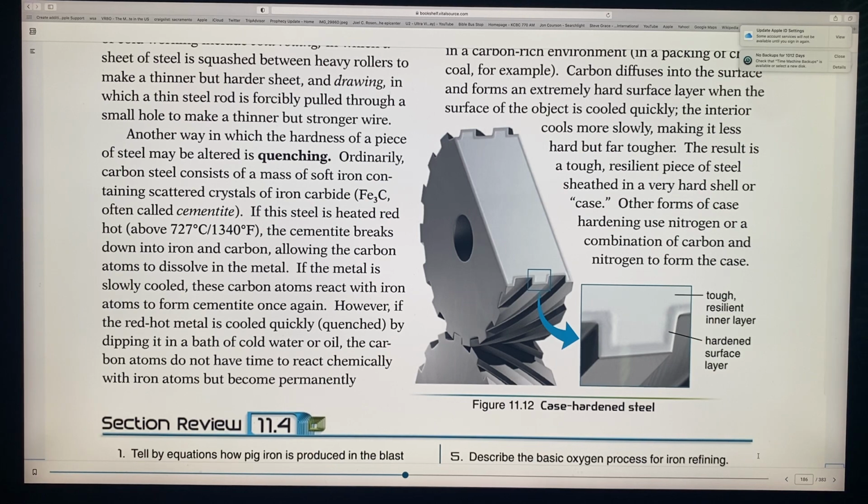So here's a picture of a case hardened steel. So this is basically how you have steel. What do you want to make the steel into? And so that's what it's doing. So it's a tough and resilient inner layer, and the hardened surface on the outside. This is the picture of a case hardened steel, and that would be the surface hardening.